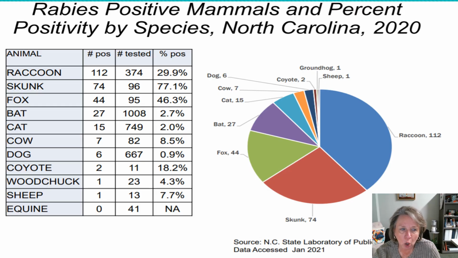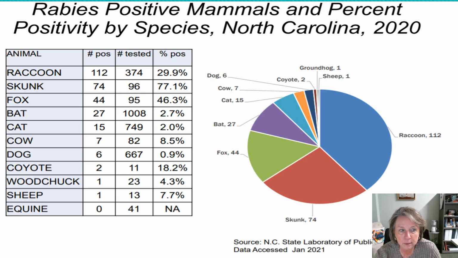I'm not going to stay long on this actual slide, but it is interesting. I want you to look at it. It's what is the most positive in the state of North Carolina 2020, percent of positivity by species. Raccoon, 112. So coons are pretty rabid.